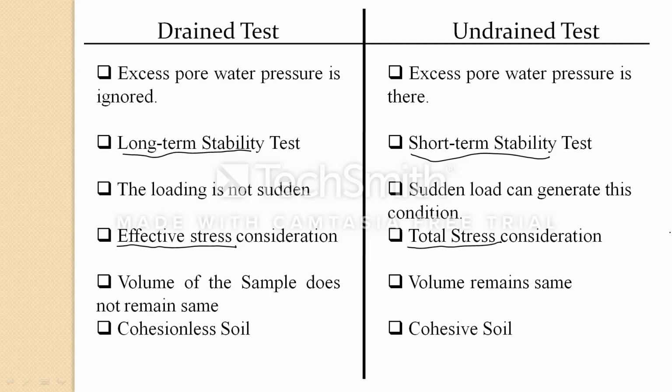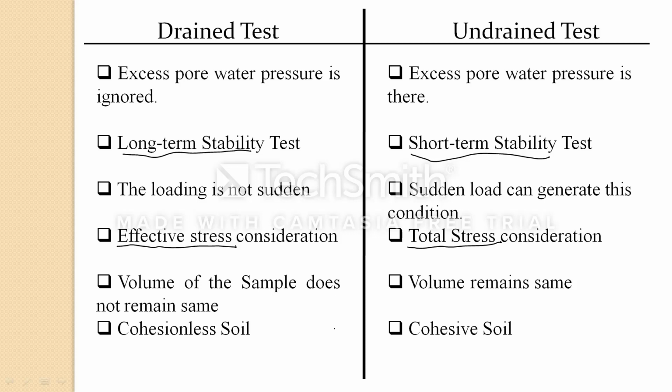So whenever we draw the Mohr circles in this case, we always draw the Mohr circle on the basis of the total stress consideration. That means sigma will always be the total stress for the undrained test. This is very important. For the drained test, we consider the effective stress parameters. For the undrained test, we take the total stress parameters. Now, in the drained test, the volume of the sample does not remain the same.